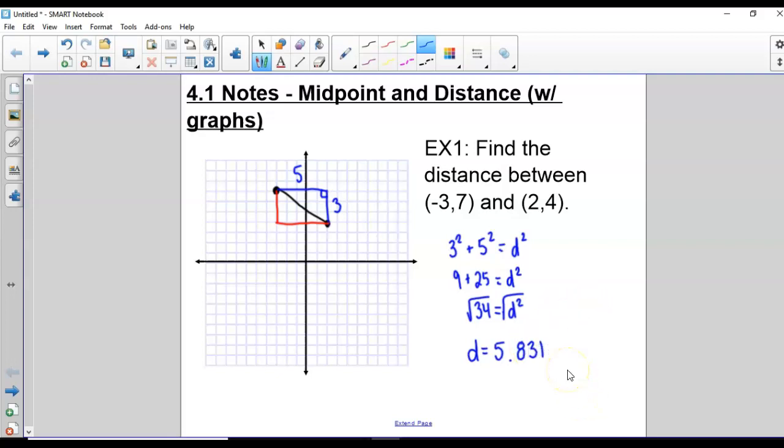And always stop to think whether or not that makes sense. A lot of times kids will forget to take that square root and they'll say the distance is 34. Would it make sense for this side to be 5 and this side to be 3 and this line to be 34? It'd be way too big, right? Kind of like Aiden was saying with the football question yesterday. It didn't make sense for that diagonal to be almost twice the length of the football field. So always stop and ask yourself if your answer makes sense.